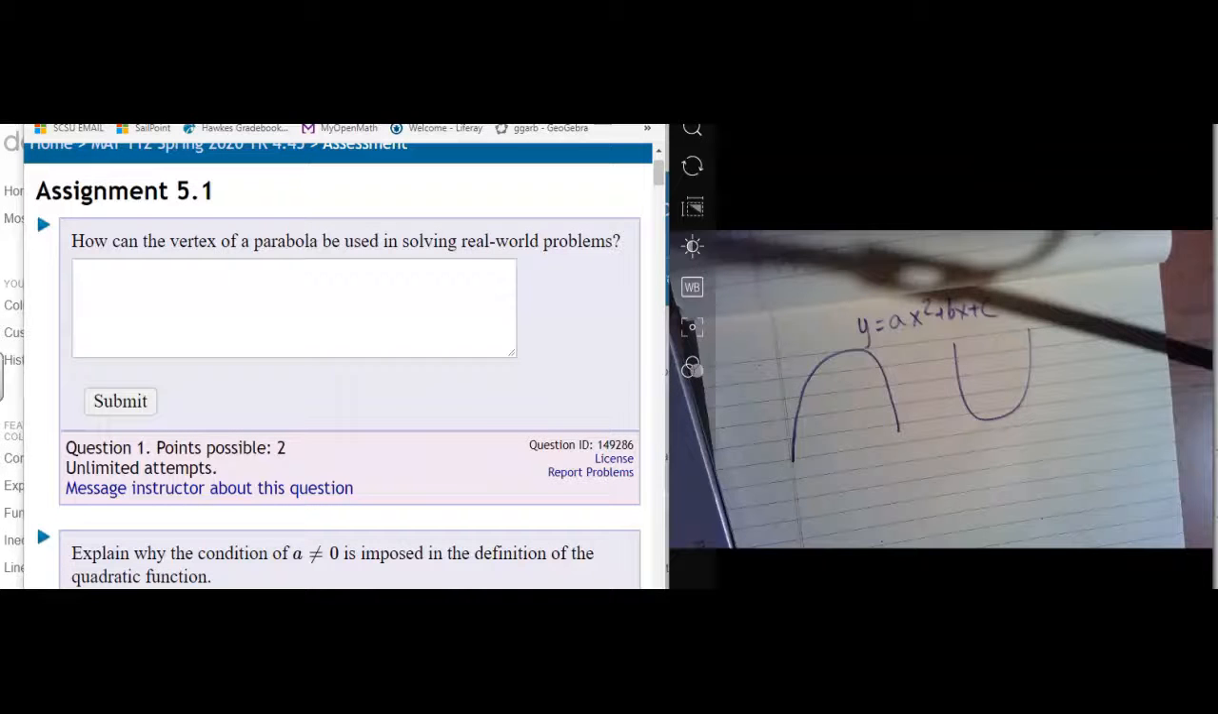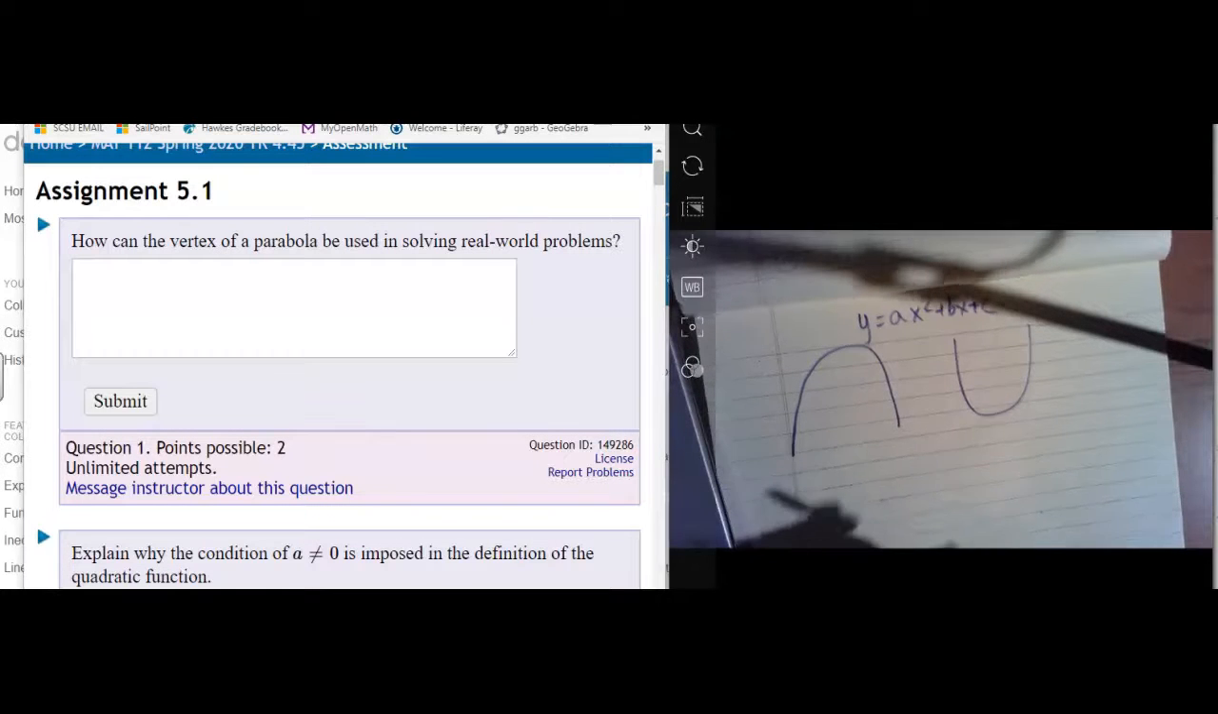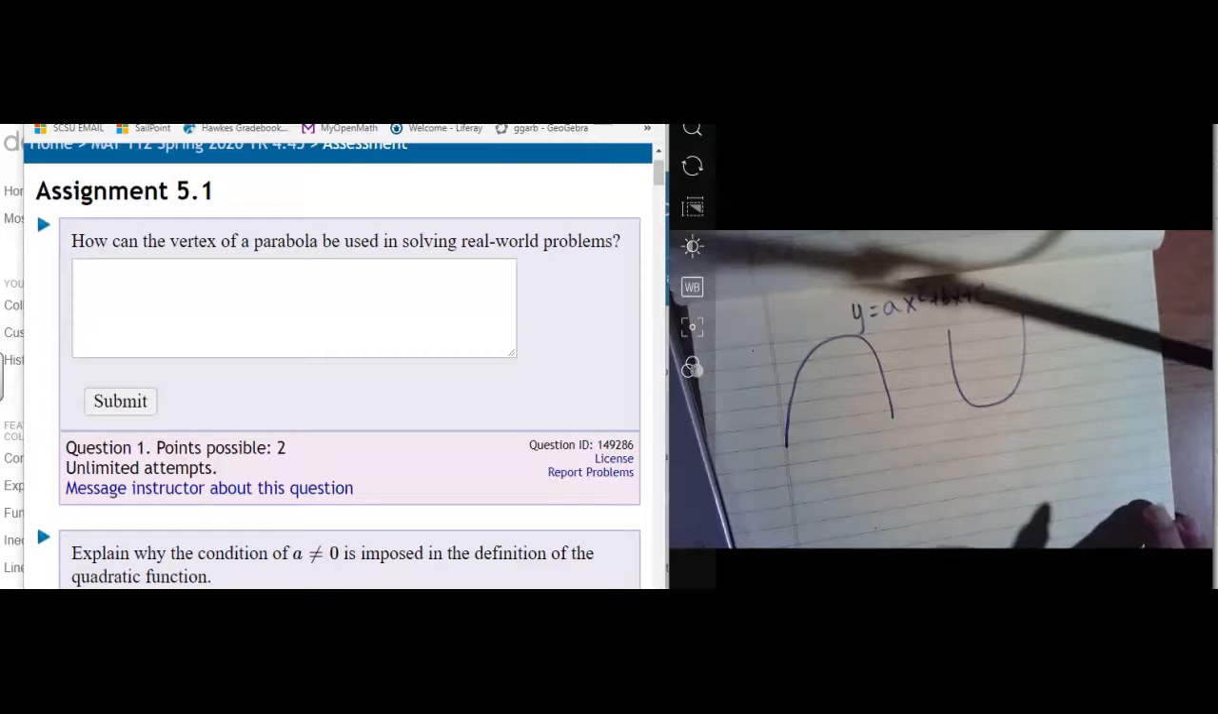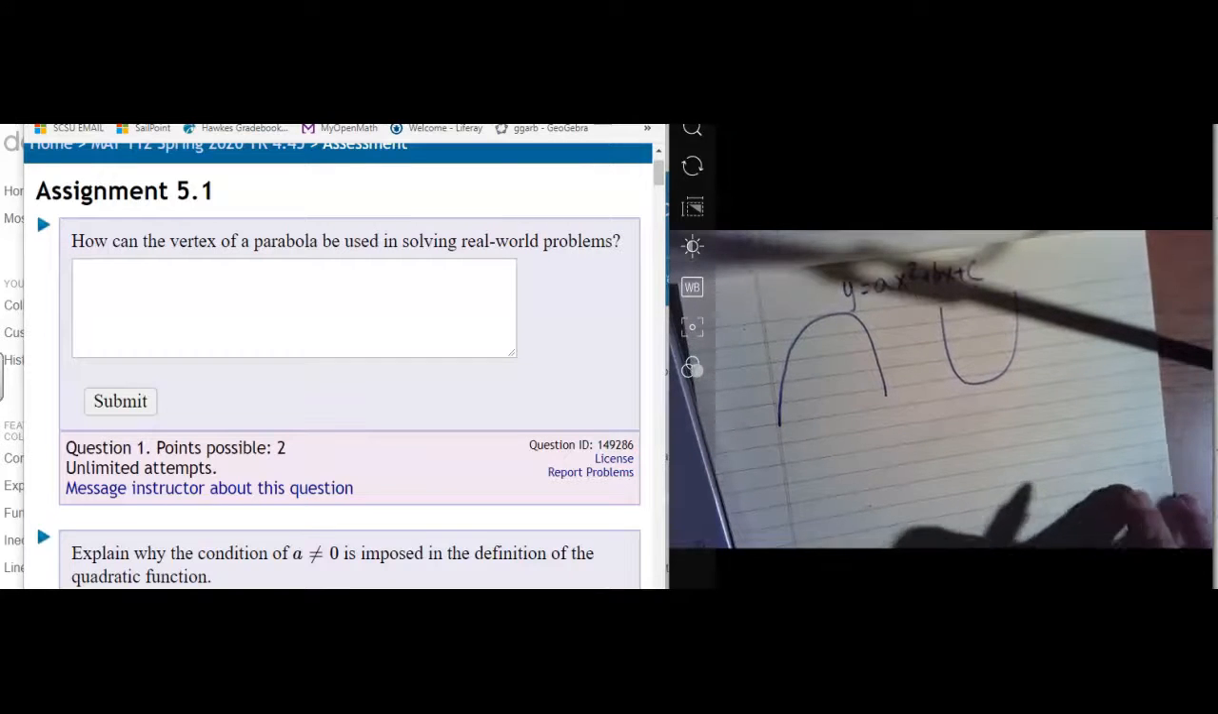Mr. Garb here with lesson 5.1, taking a look at questions 1 and 2 real quick here. They're asking us, how can the vertex of a parabola be used in solving real-life problems?